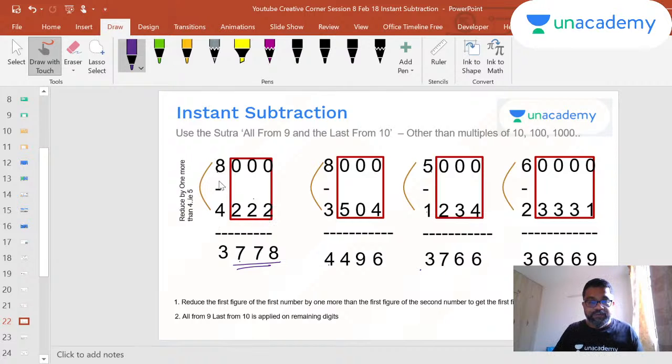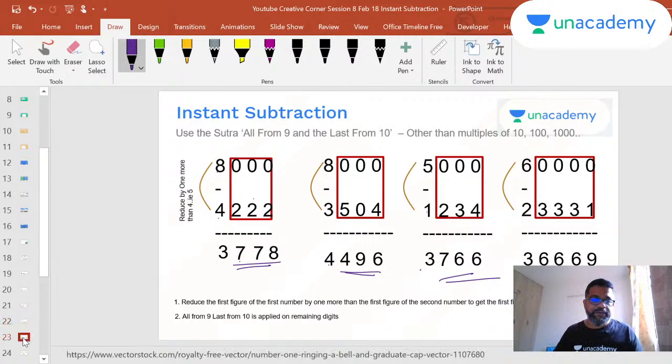So I'll just repeat this. When you have equivalent digits on both sides, when you're subtracting, you subtract this by 1 more than this. That's it. 8 minus 4 plus 1, so 8 minus 5, right? 8 minus 1 more than 3, 4. Then you apply the sutra which you're all familiar with. We already did this, right? So this is another variation of it.